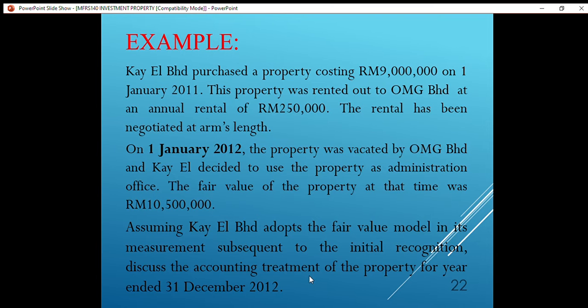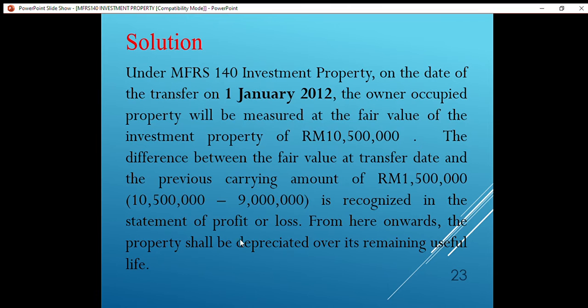Okay, so what would be the answer for this question? Let's check out. So the answer for this question, under MFRS 140 investment property, on the date of the transfer, that is on 1st January 2012, the owner-occupied property will be measured at the fair value of the investment property of RM 10,500,000. Right?